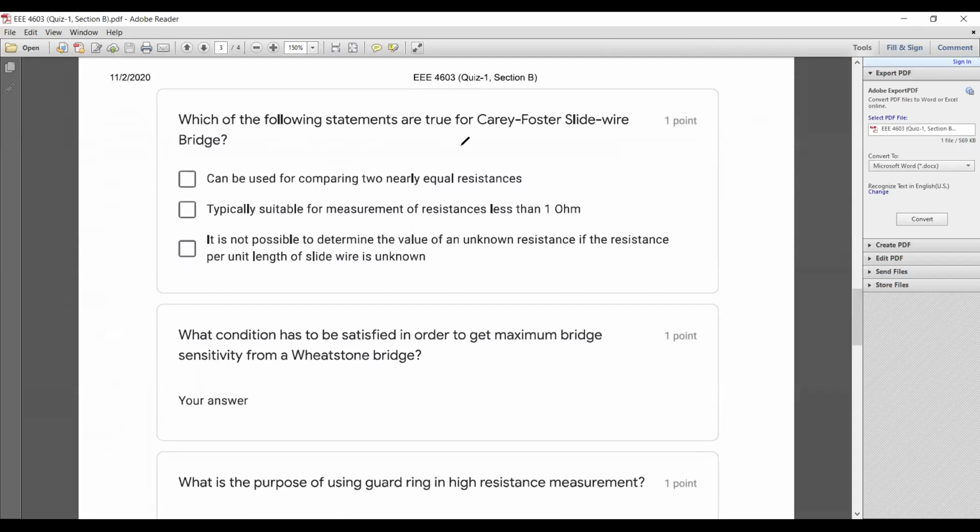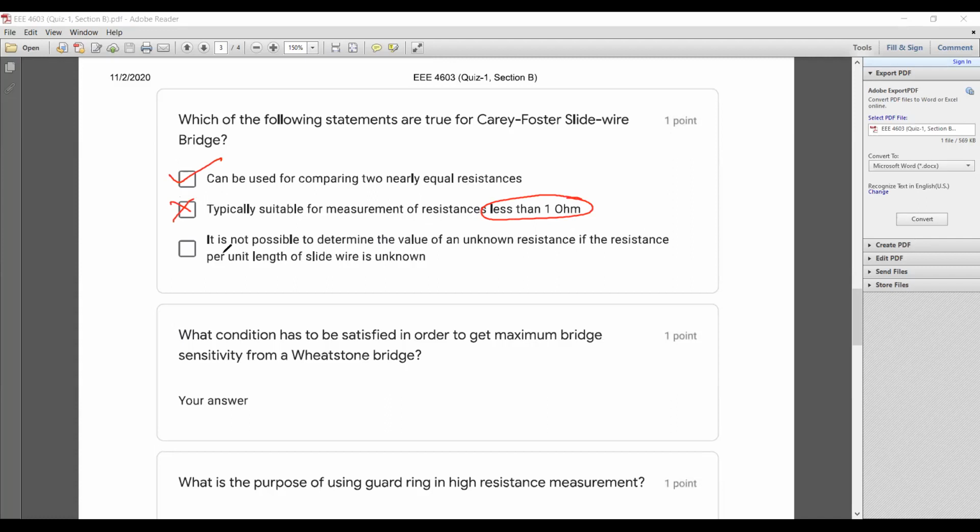Now, which of the following statements are true for the Carey-Foster slide wire bridge? It can be used for comparing two nearly equal resistances. It is true. Now, typically suitable for measurement of resistances less than 1 ohm. This is actually wrong, because resistances less than 1 ohm correspond to low resistances, but the Carey-Foster bridge is normally used for medium range resistance measurement, and the Kelvin bridge is more suitable for measuring low resistances.